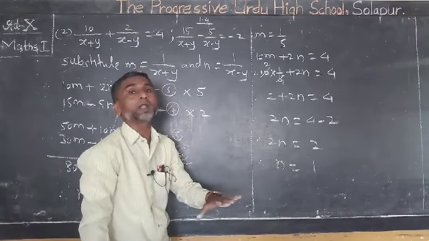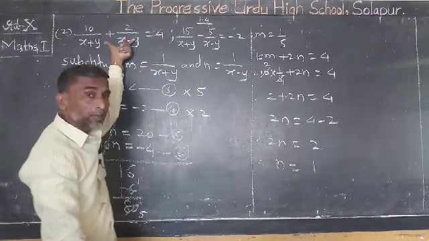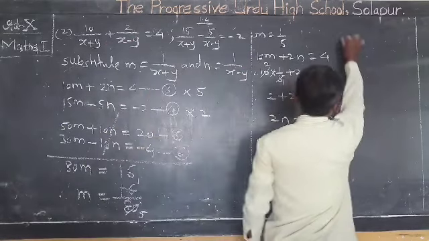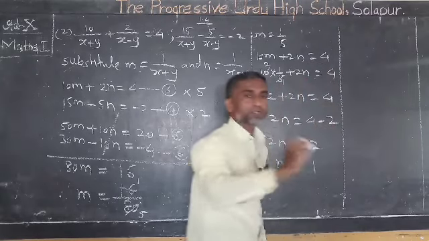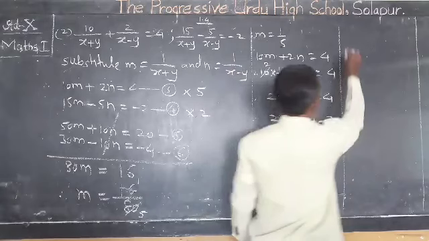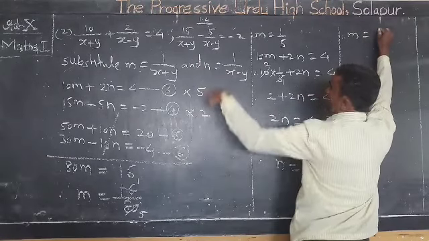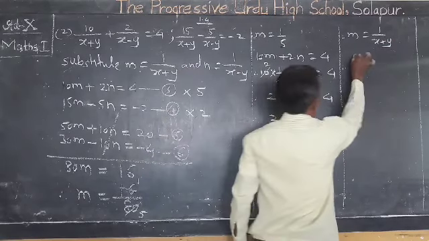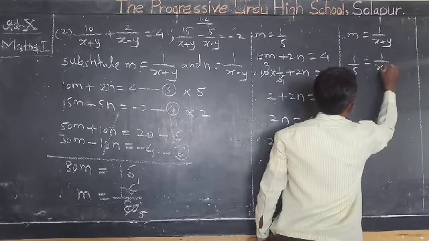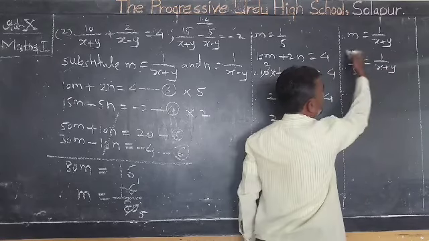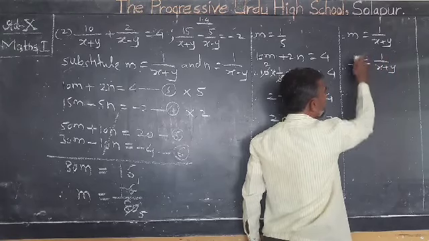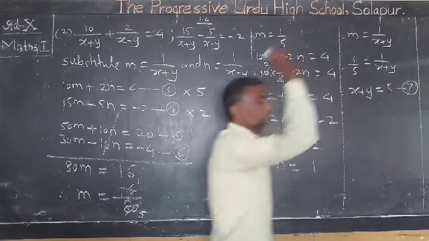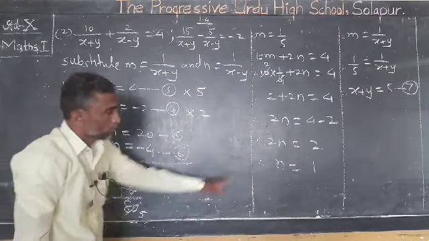But these are not real variables which are given in the example. So resubstitute the value of m and n. Now write here a sentence resubstituting the value of m and n. Therefore, m is equal to 1 upon x plus y. What is the value of m? M is 1 upon 5. Put here 1 upon 5 is equal to 1 upon x plus y. Now cross multiplication, do the cross multiplication. X plus y into 1, x plus y is equal to 5 ones are 5. Equation number 7.